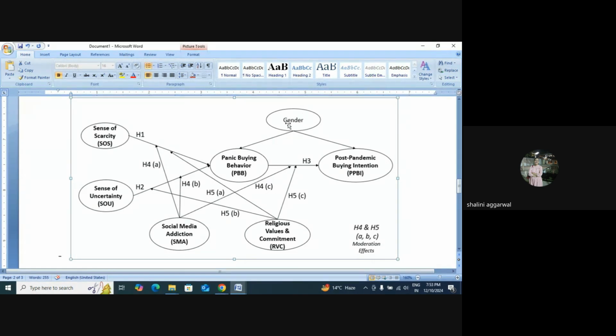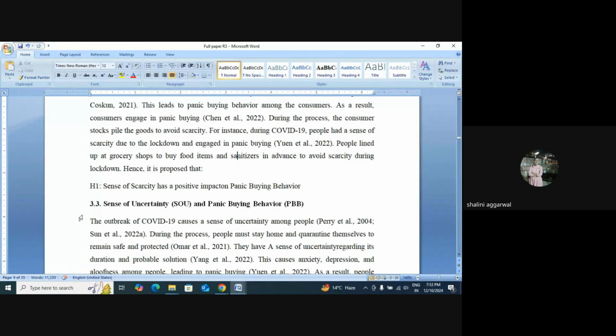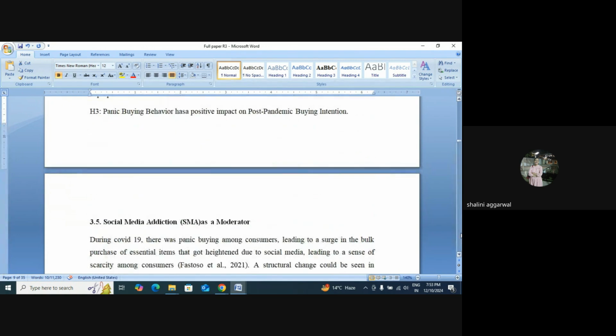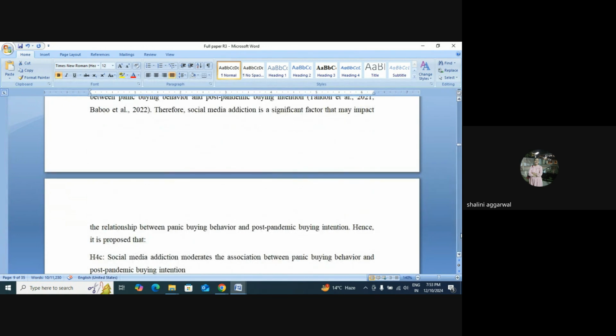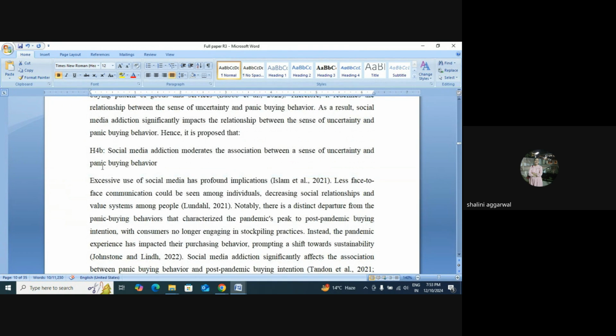And gender is a moderator, right? So gender is a moderator. So you have to write about each and everything. So here next are hypothesis 2, 3, 4, 5, and all that. And for moderation also you have to write. Social media addiction moderates the association.